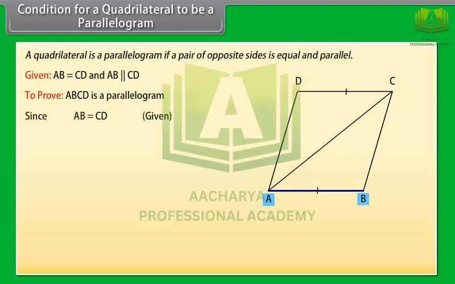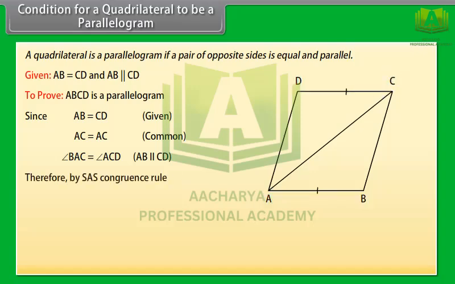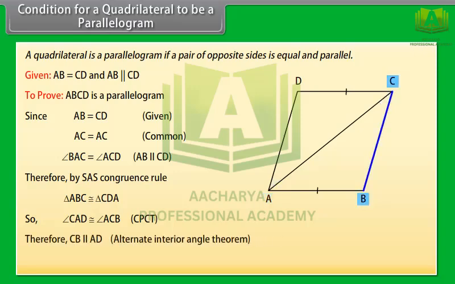Since AB is equal to CD, which is given, AC is equal to AC, which is common, and angle BAC is equal to angle ACD because AB is parallel to CD. Therefore, by SAS congruence rule, triangle ABC is congruent to triangle CDA. So, angle CAD is equal to angle ACB, by CPCT. Therefore, CB is parallel to AD. Hence, ABCD is a parallelogram.